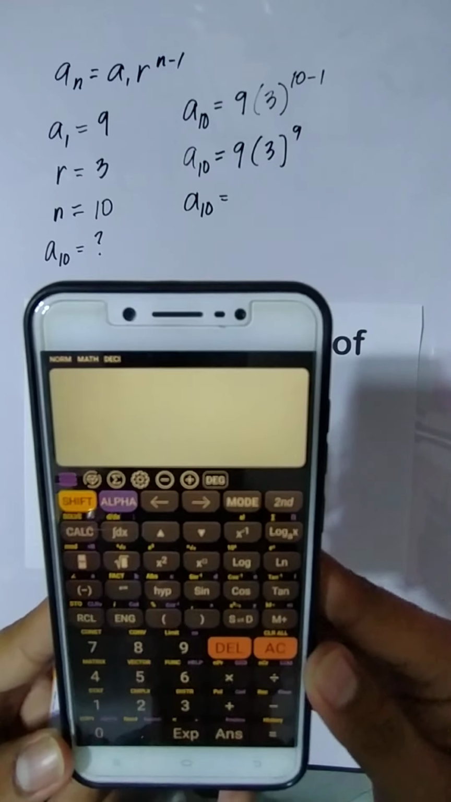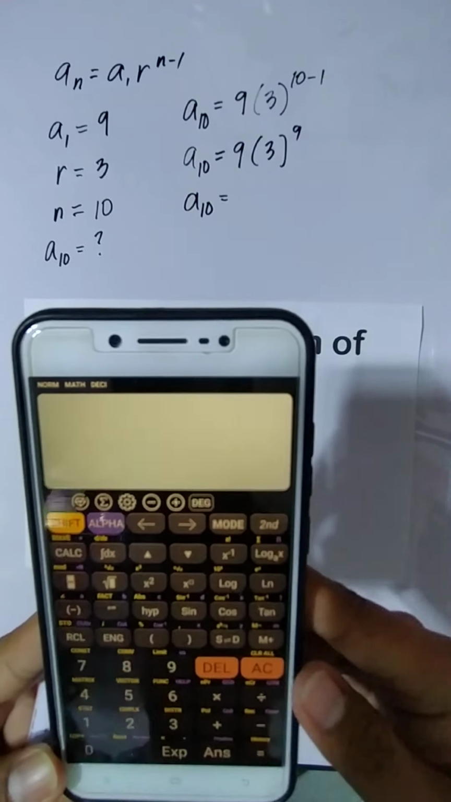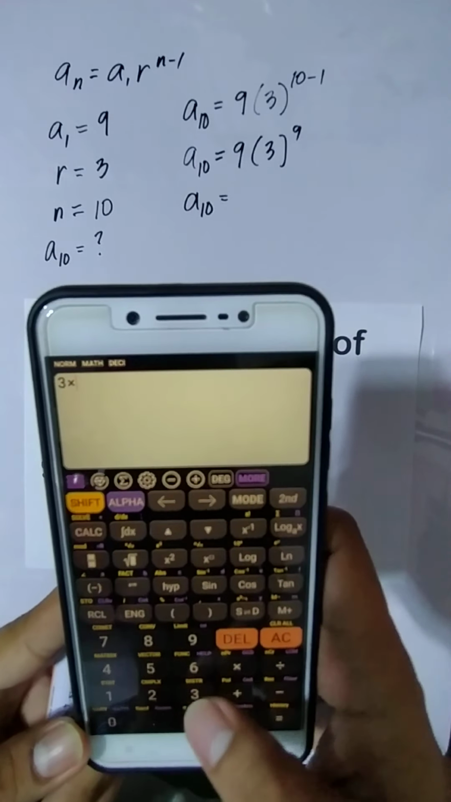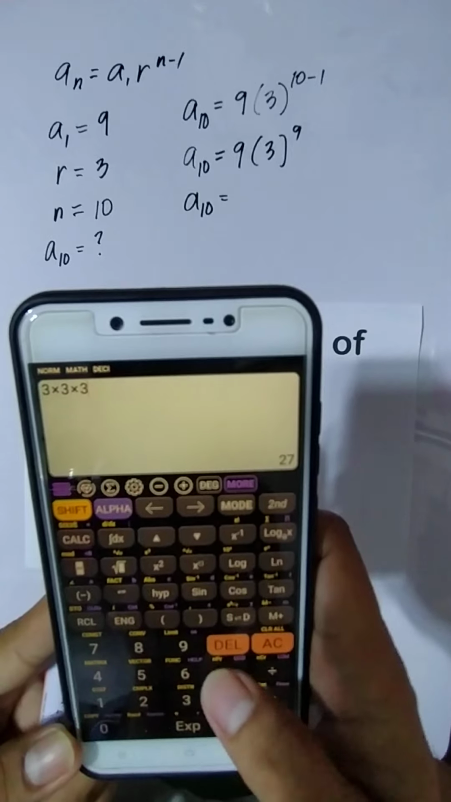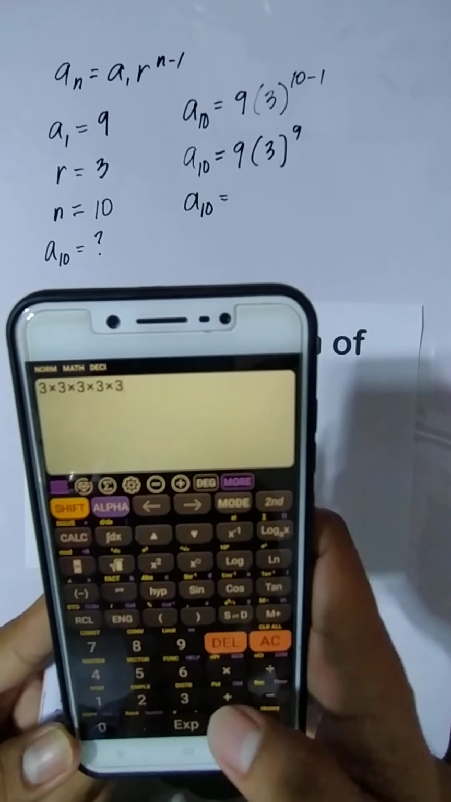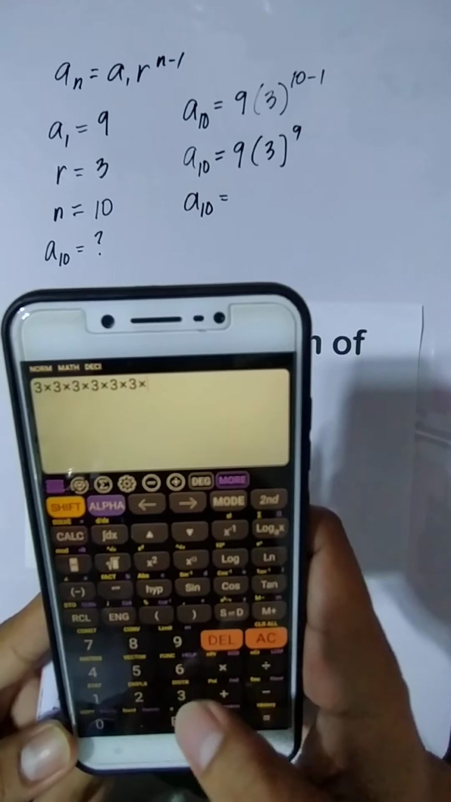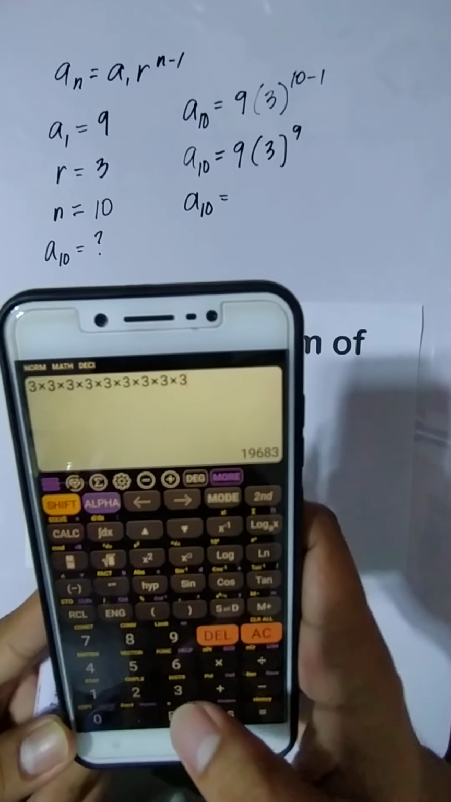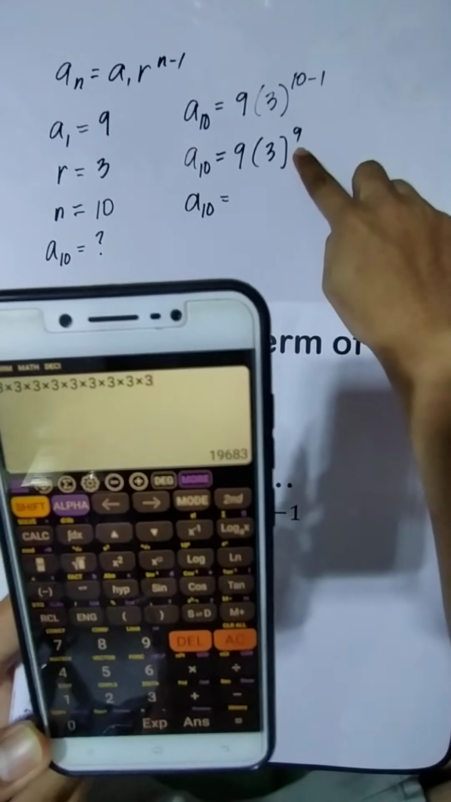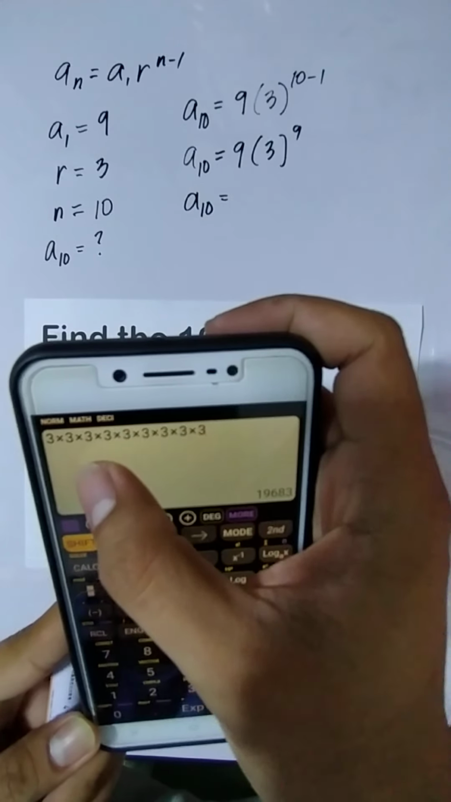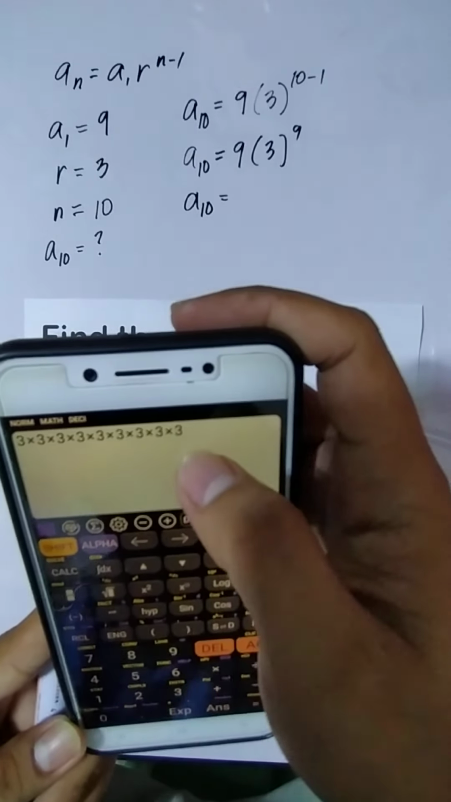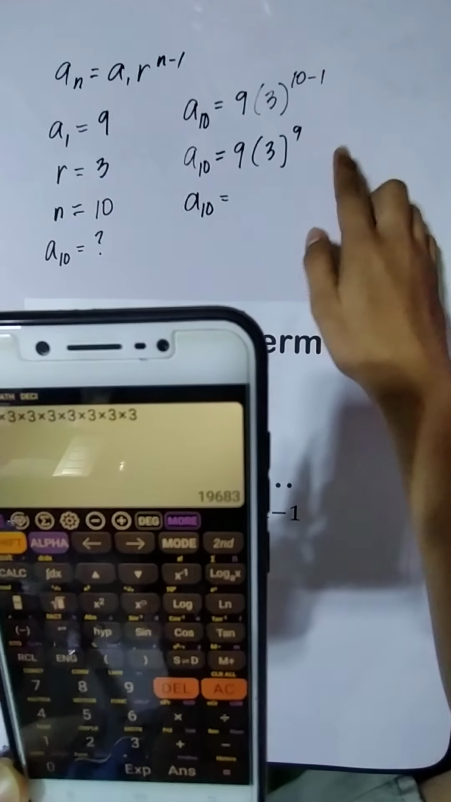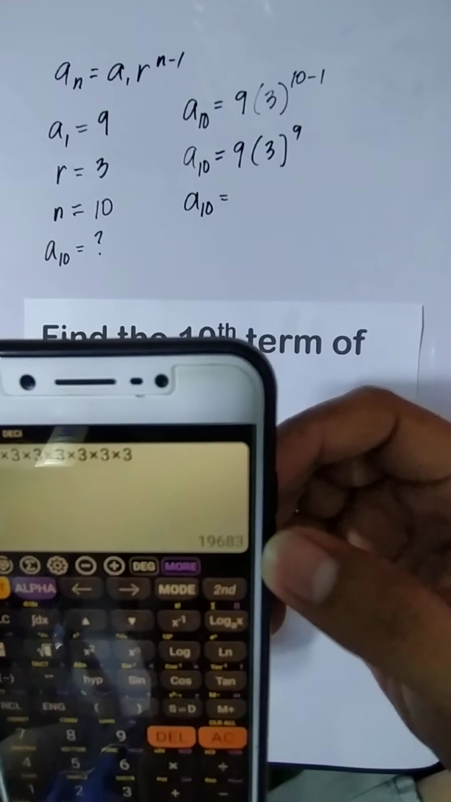So, unahin natin yung manual. Kasi dito sa ating given, meron tayong 3 raised to 9. So, that is the same as 3 times 3 times 3 times 3 times 3 times 3 times 3 times 3 times 3. So, ilang 3? We have 9. Bilangan natin kung tama. 1, 2, 3, 4, 5, 6, 7, 8, 9. Ayan. So, the answer in 3 raised to 9 is 19,683.